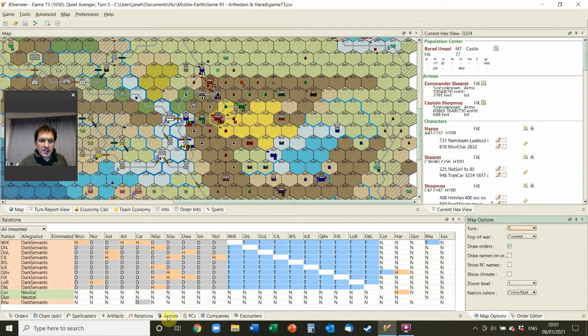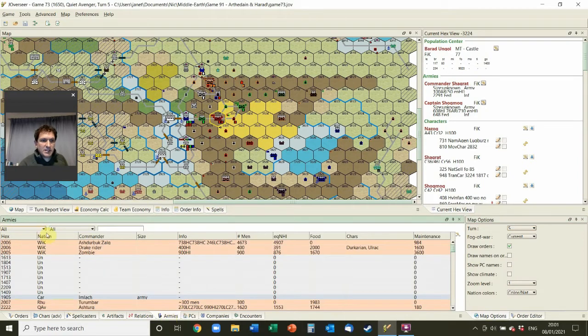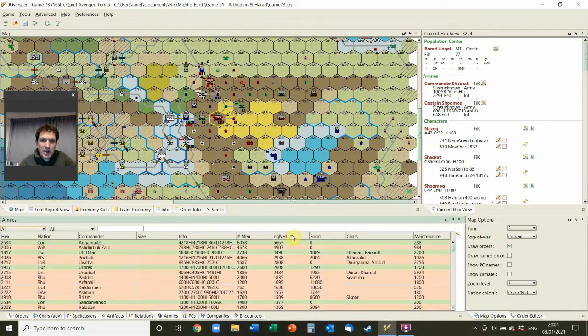Okay, and next we'll have a look at armies. Once again, you can set it so you can only see the armies for the Dark Servants. That should be possible. Nope. No, okay, well, all armies, and you can sort them by various functions. Let's, for example, have a look, sorting it by EQNHI, equivalent naked heavy infantry, and that just gives you an idea where the big chunky armies are.